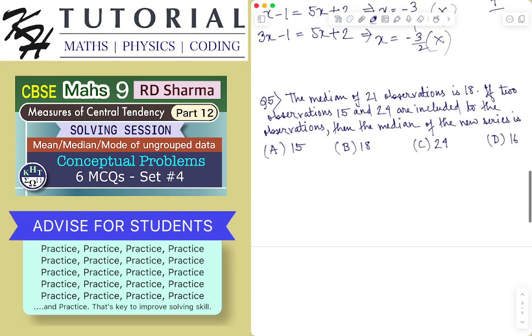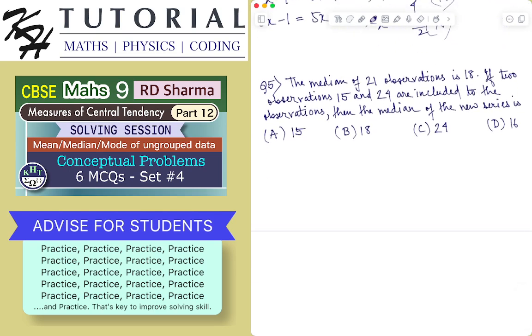Okay, let's see the next problem. The median of 21 observations is 18. If two observations 15 and 24 are included to the observations, then the median of the new series is... Two new values are added, which are 15 and 24.